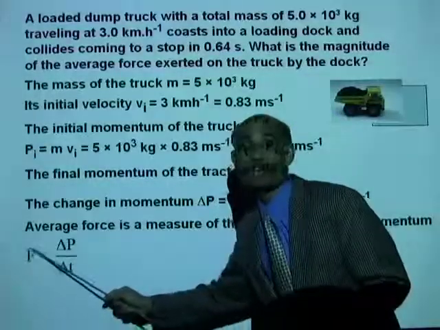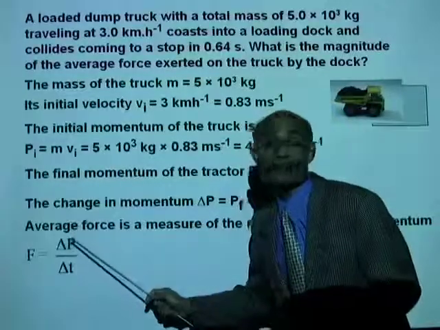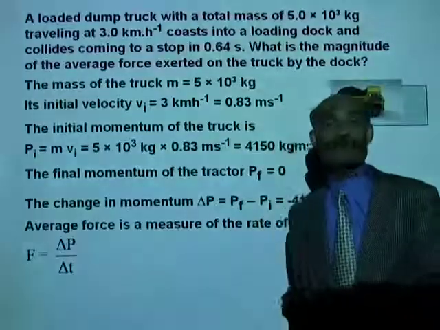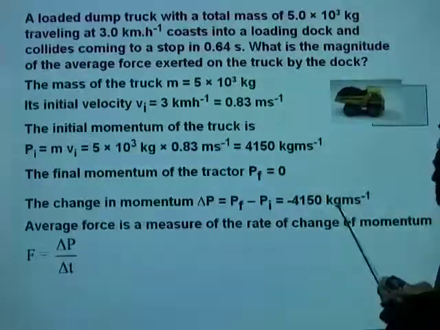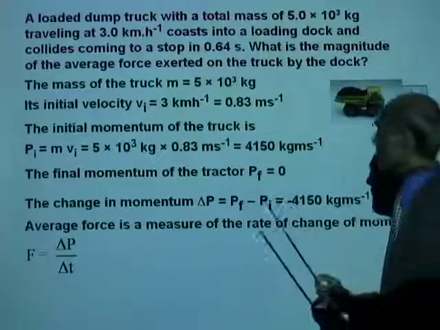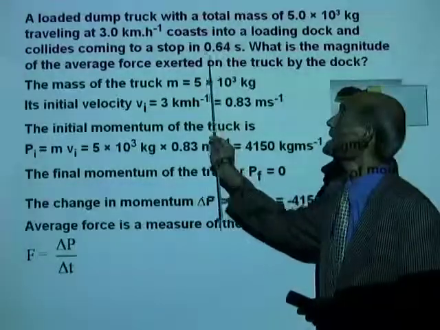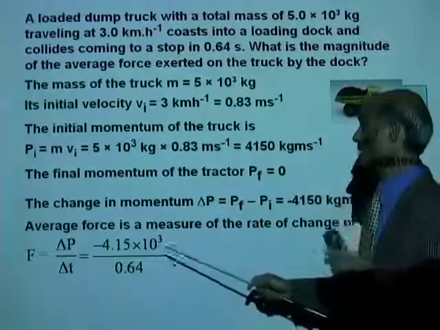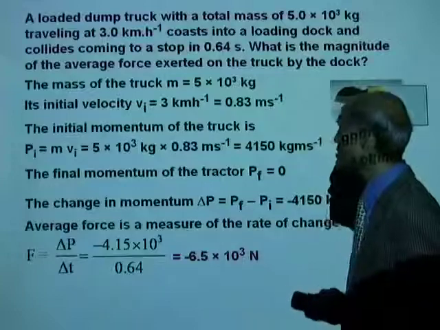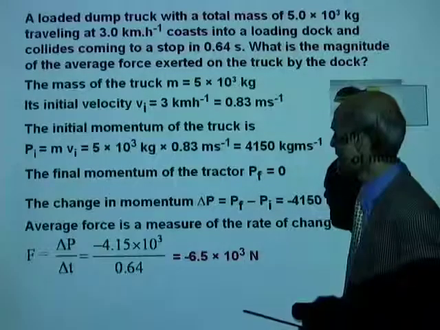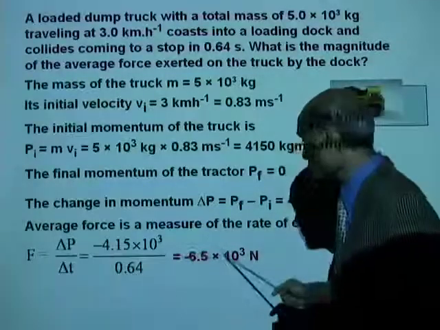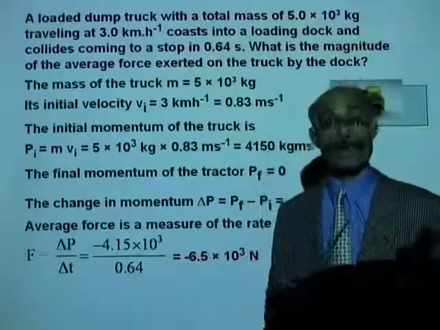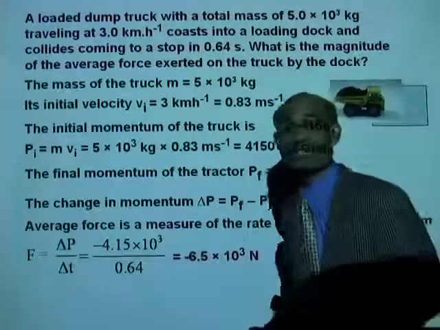Therefore, force is a measure of the rate of change of momentum. F equals delta P divided by delta T. We have delta P as negative 4,150. Delta T is 0.64 seconds. Therefore, the force equals negative 6.5 times 10 to the 3 Newton. This is a measure of the force applied by the dock on the truck. Watch that, it is negative.